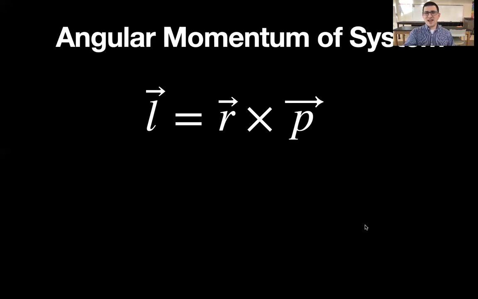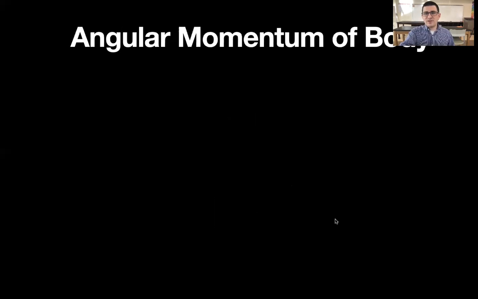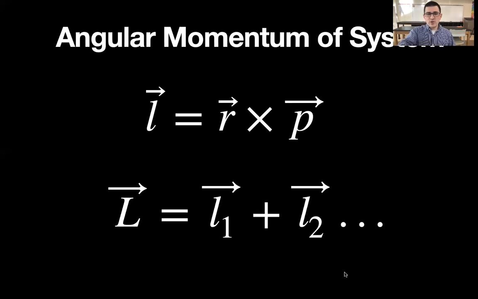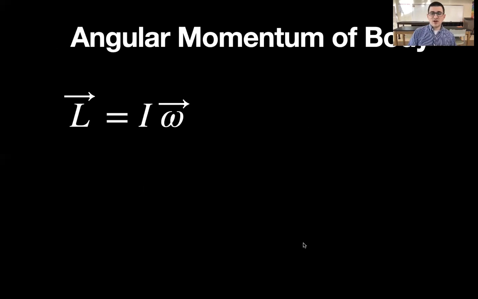And so if we want to find the angular momentum of a system, a bunch of particles all together, capital L is going to be all of the little angular momentums of all the little point particles added together. Or if we wanted to find the angular momentum of a body, we could do this, but with an infinite number of little point particle angular momentums. And then that would give us the integral of all of these added up with a bunch of minuscule masses. And then we're going to get that the angular momentum of a body equals the moment of inertia of that body times the angular velocity.